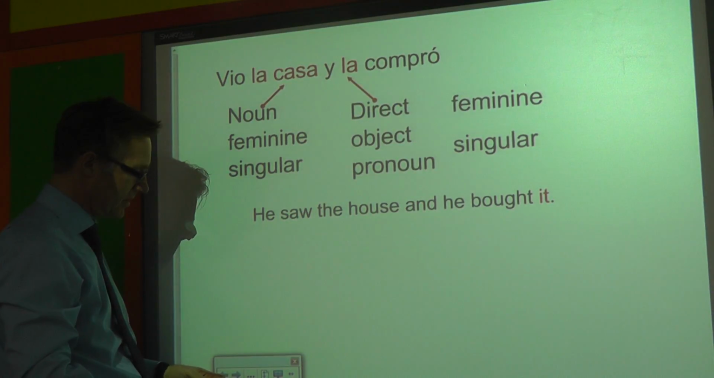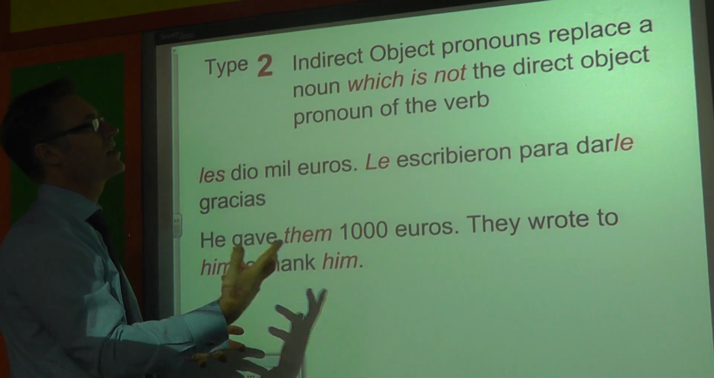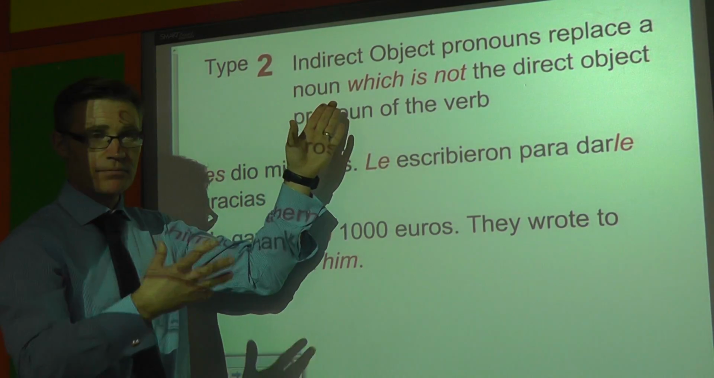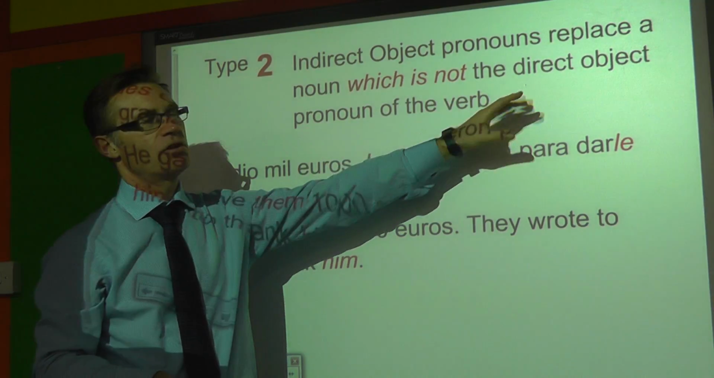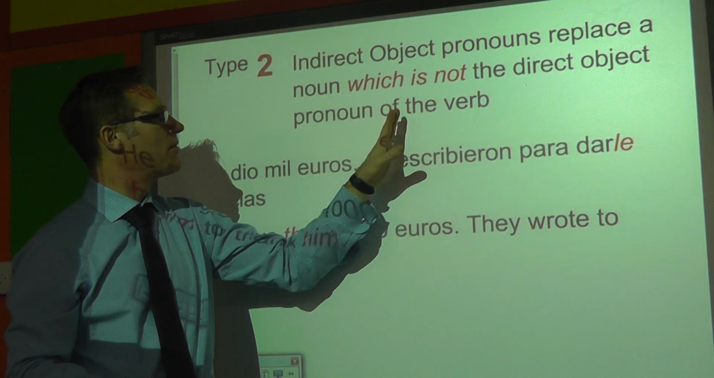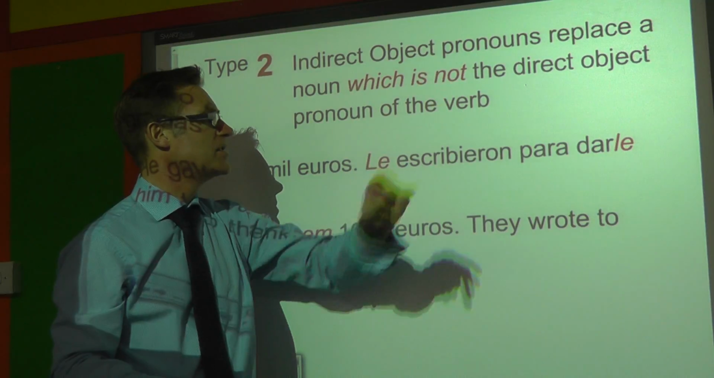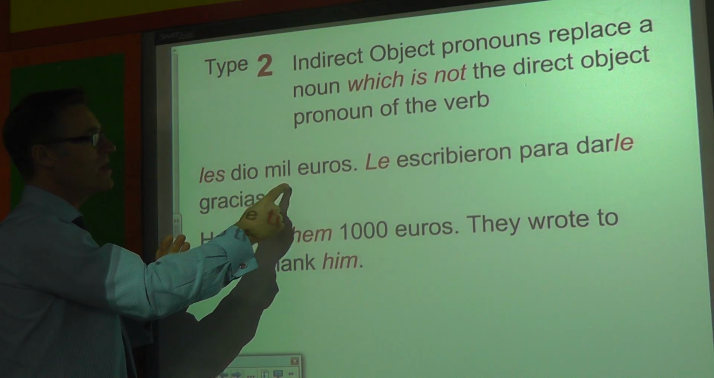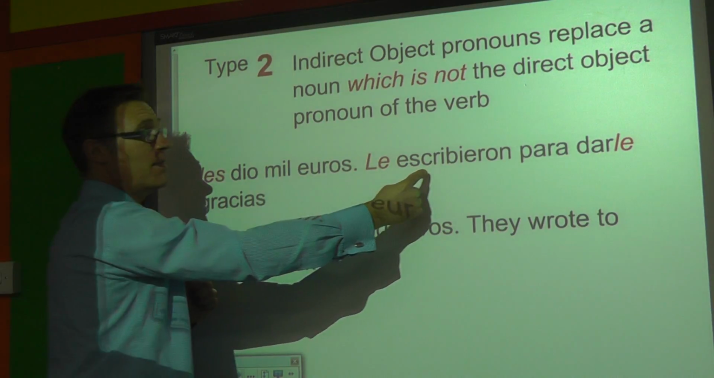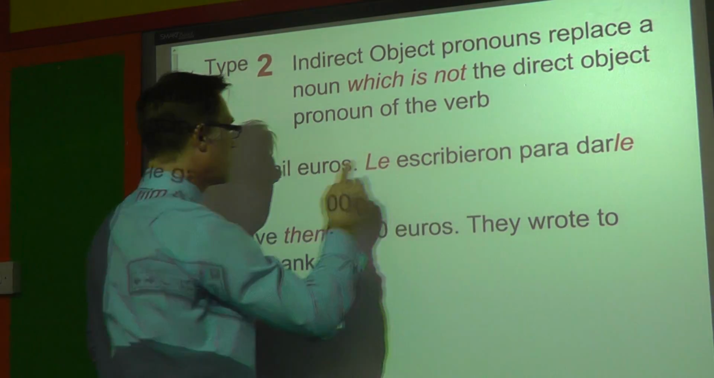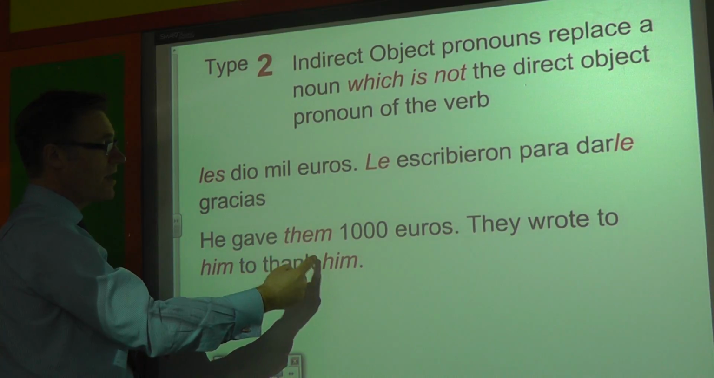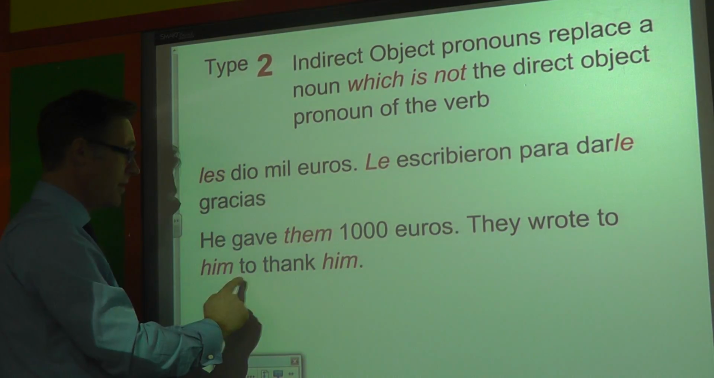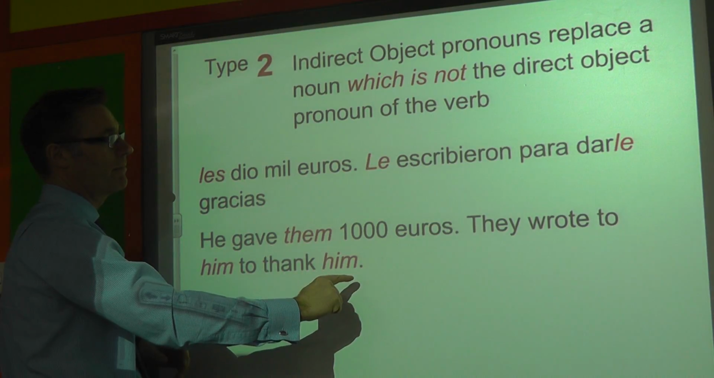Okay, so let's have a look at the same idea, but this time we're using indirect object pronouns, and these replace a noun, same idea, which is not the direct object of the verb. Let's have a look at an example. Les dio 1,000 euros, le escribieron para darle gracias. He gave them 1,000 euros. They wrote to him to thank him.